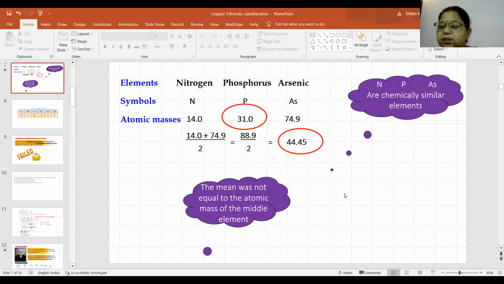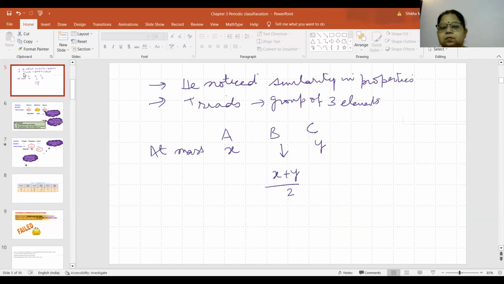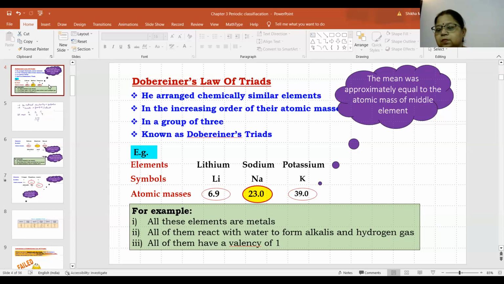So can anybody tell me? See, let's begin with Ritika. Have you understood the Dobereiner's triads? Yes, ma'am. Somewhat, I understood it a bit. Okay. What about Ananya? Yes, ma'am, I can understand. Okay. What about Shweta? Shweta, I cannot hear any reply from you.